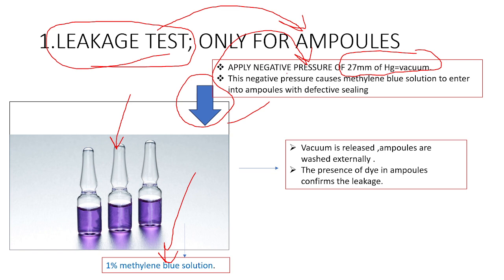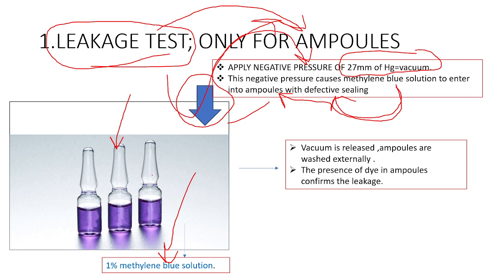Why do we apply this negative pressure? If we apply negative pressure, then the methylene blue solution will enter into the ampoules with defective sealing. For that purpose, we apply the negative pressure. After applying it, we need to remove the vacuum.